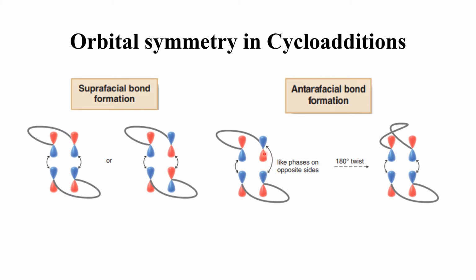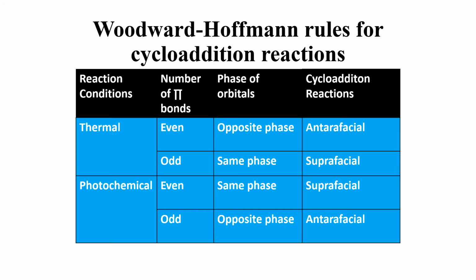If one is the same and the other phase is opposite, if it is on opposite sides, then we have to do a 180-degree twist. Then it becomes similar. This red will go down, that will go up, and blue will go down, and the overlap will take place. This we call antarafacial bond formation. Why is it so? Here two compounds are there. In the same compound we would do the overlap, but here two compounds are there. See how it is happening. What is the rule behind it?